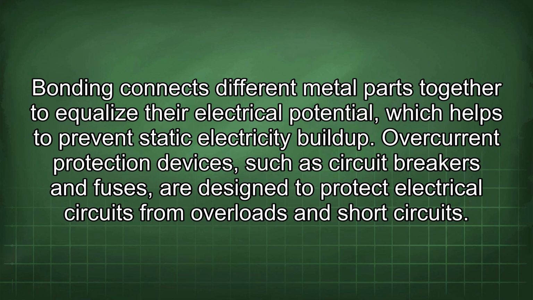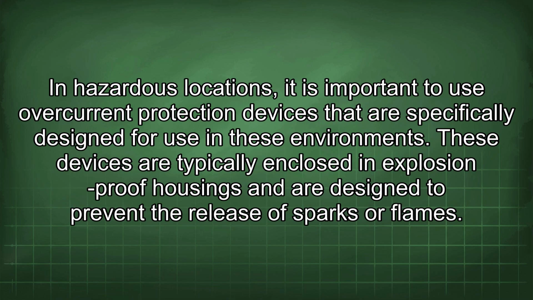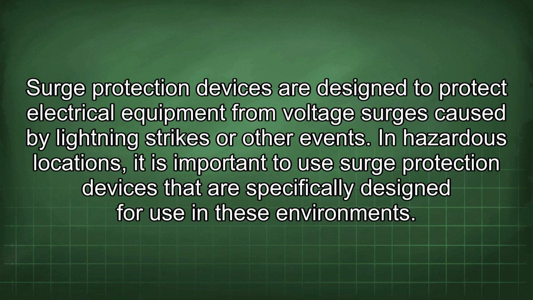Overcurrent protection devices, such as circuit breakers and fuses, are designed to protect electrical circuits from overloads and short circuits. In hazardous locations, it is important to use overcurrent protection devices that are specifically designed for use in these environments. These devices are typically enclosed in explosion-proof housings and are designed to prevent the release of sparks or flames. Surge protection devices are designed to protect electrical equipment from voltage surges caused by lightning strikes or other events.